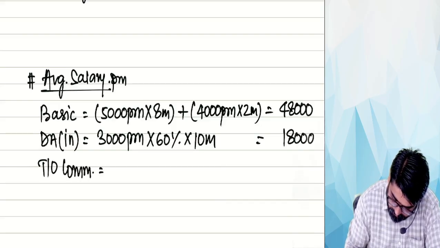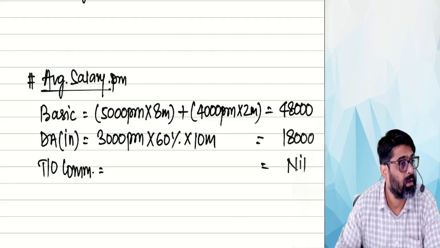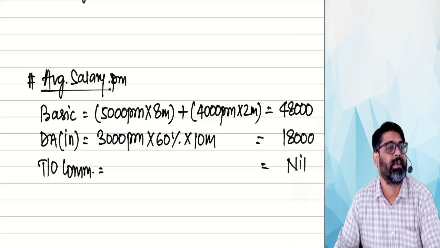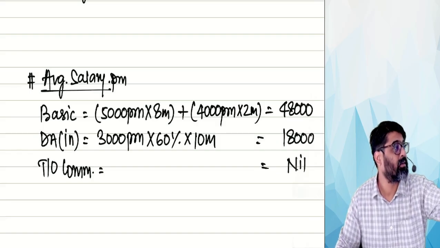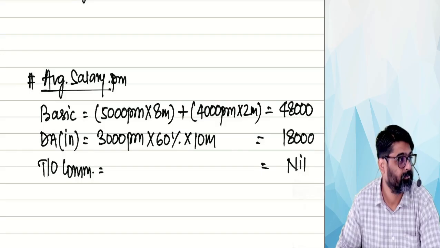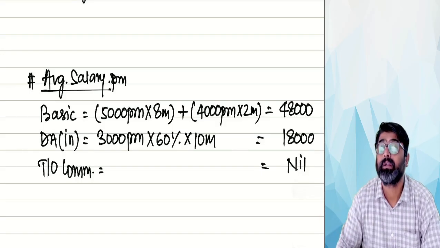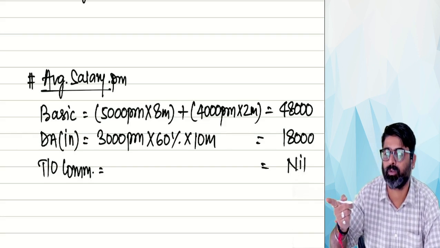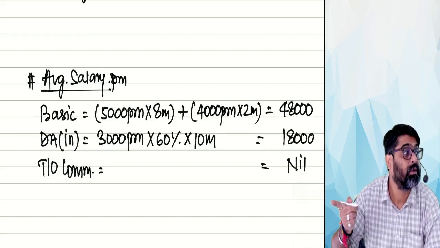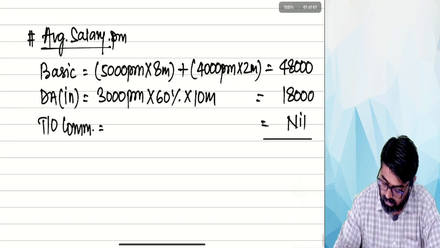Turnover commission. Why nil? Commission is given there, no? But it is not mentioned as per month. Any commission given per month, the fixed commission, 500, 500, 500, is not a turnover commission. That is a fixed commission, and you're not supposed to take fixed commission here. You're supposed to take turnover commission, and no turnover commission is given in the question. So it is nil.